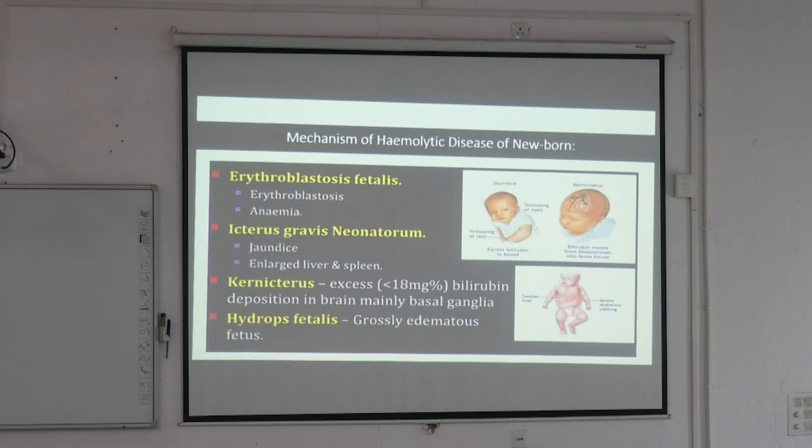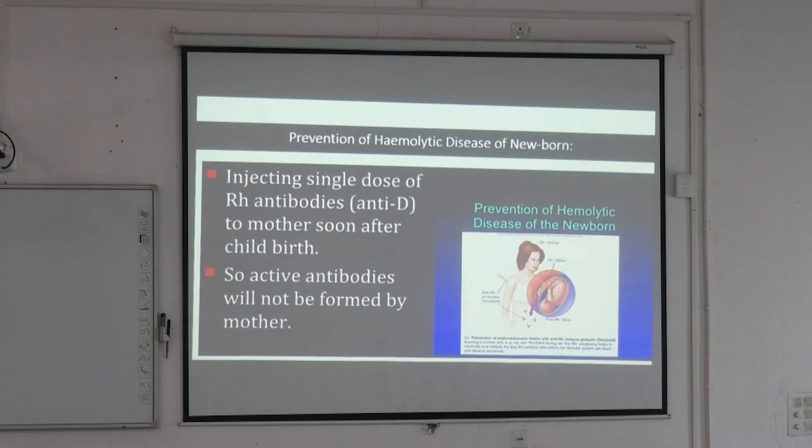Erythroblastosis fetalis: anemia, live birth, not stillbirth, icterus gravis, neonatal jaundice of unconjugated type, indirect hyperbilirubinemia, hepatosplenomegaly, kernicterus, around 18 milligram percent bilirubin. The bilirubin reaches the basal ganglia, most commonly in the brain. The baby will have seizure, shock, sepsis, and ultimately early premature demise. Hydrops fetalis, a grossly edematous fetus. Very unfortunate event. So what is the prevention?